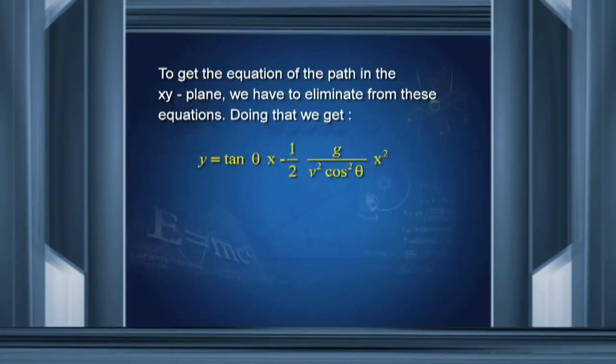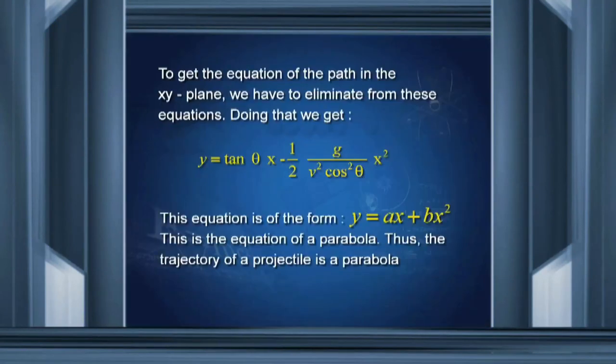To get the equation of the path in the xy plane, we need to eliminate t from these two equations. So, we eliminate t and we get the equation y equal to x times tan theta minus half g x squared divided by v squared cos squared theta. This equation is of the form y equal to a x plus b x square, which you recognize from geometry is the equation of a parabola.